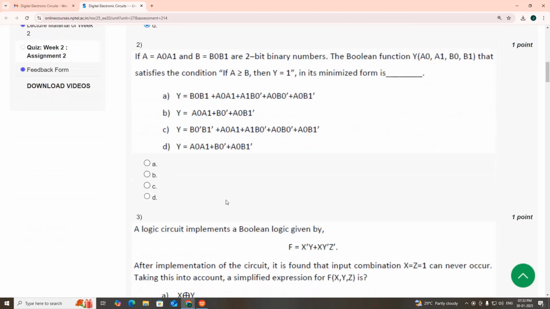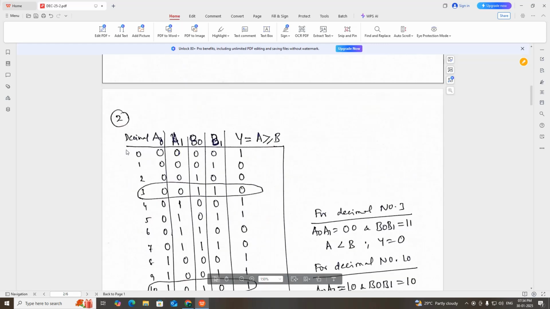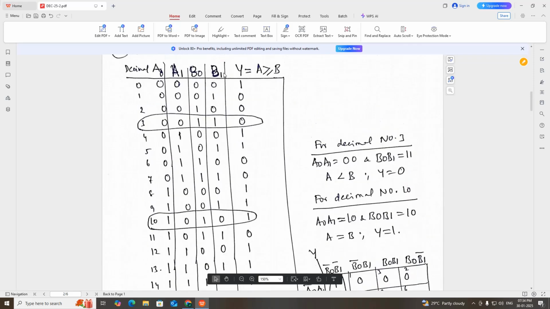Second question: if A and B are 2-bit binary numbers and the function y is A greater than or equal to B, for A greater than B, y is equal to 1, and for the remaining it is 0. What is the y expression? We will try to find the solution. Again decimal numbers, because now a is a naught a1 and b is b naught b1. So y is equal to a greater than or equal to b. Decimal numbers 0 to 15 again, because with 4 input variables there are again 16 combinations.